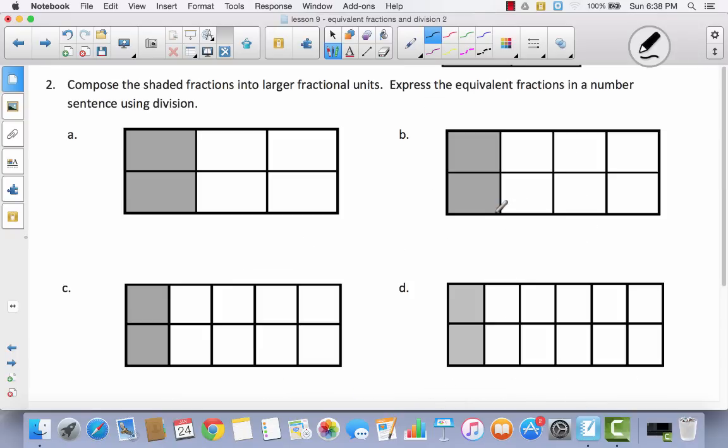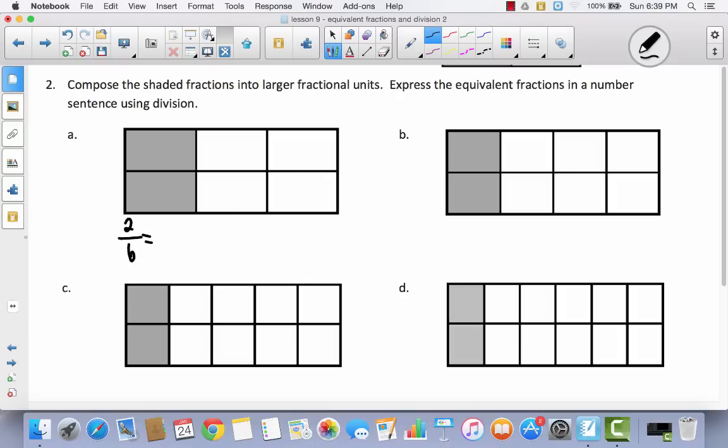All right, so now we're going to do the same thing, except you'll notice that these are not going to be quite so easy because they're not going to all be 1/2, but we're still doing the exact same thing. We're expressing the equivalent fractions in a number sentence using division. So I'm going to start with the original fraction. I've got 1, 2 out of 2, 4, 6. So my original fraction is 2 6s.